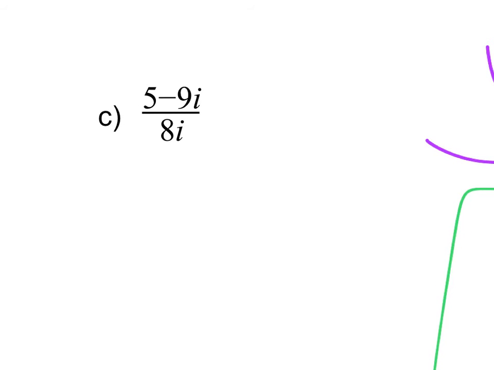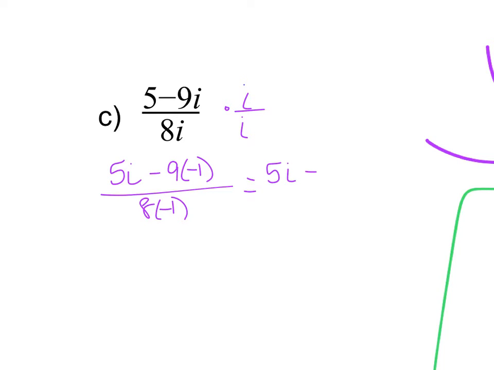Okay, let's do another one. So we're going to multiply the top and the bottom by i again. That would give me 5i minus 9 times -1 over 8 times -1. So that would be 5i plus 9 over -8. Can I simplify that? Nope.